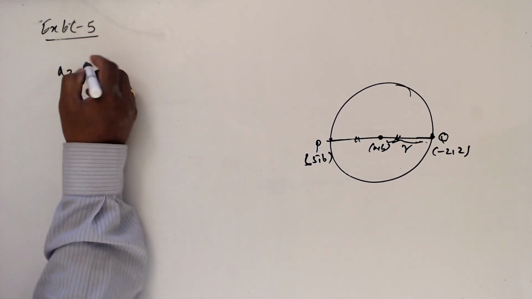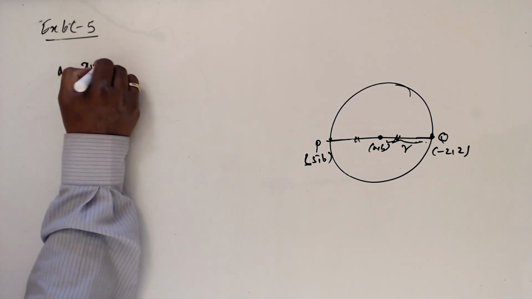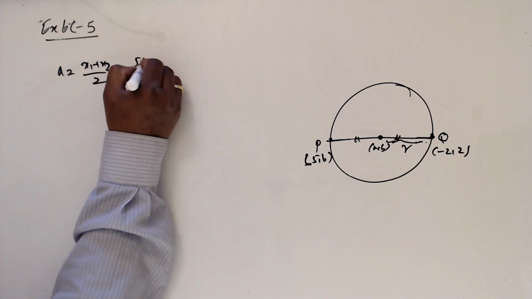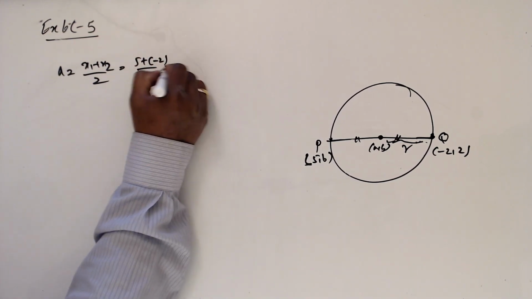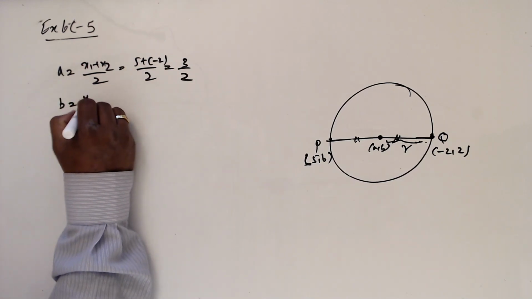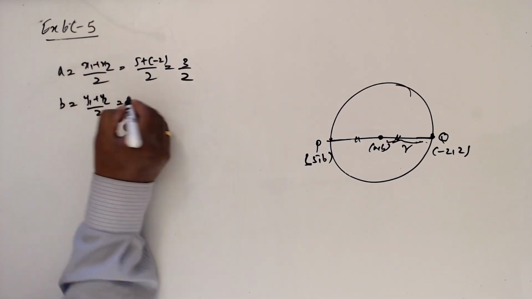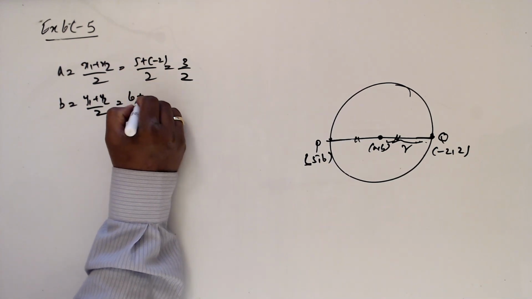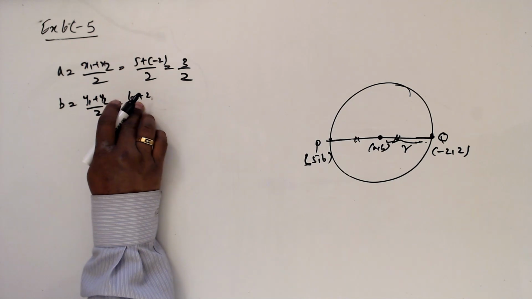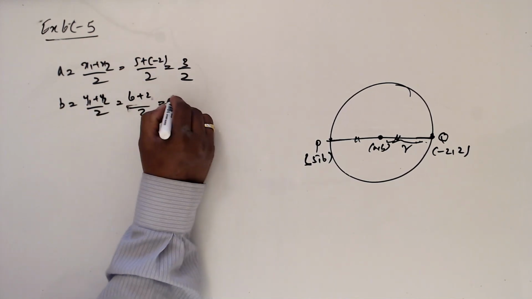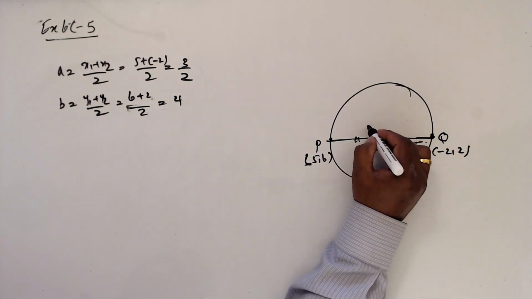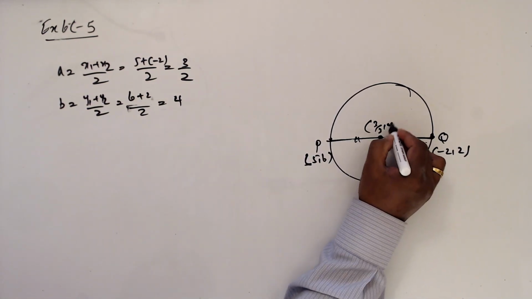So a, we can find x1 plus x2 divided by 2, which is 5 plus minus 2 divided by 2, 3 over 2. And we can find b, y1 plus y2 divided by 2, that is 6 plus 2 divided by 2. So 8 divided by 2 is 4. So we now know the center is 3 over 2 and 4.